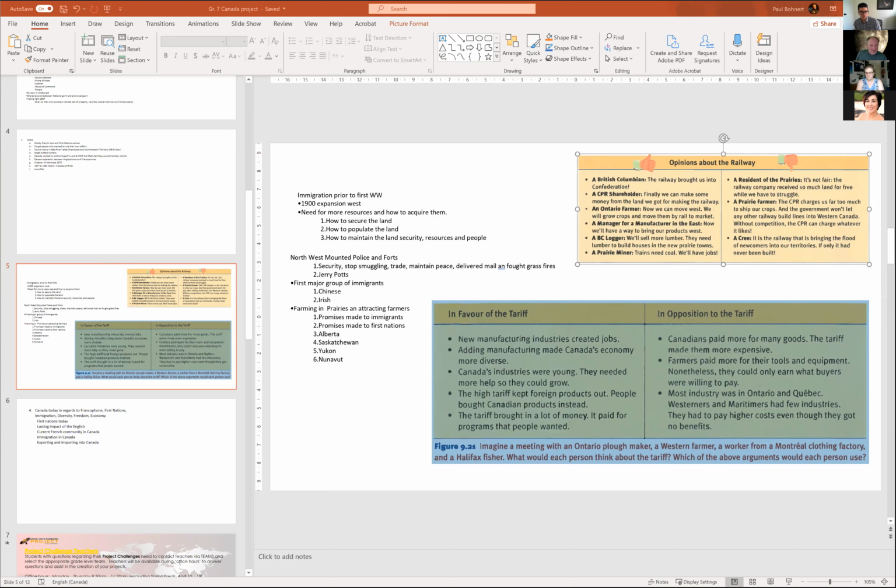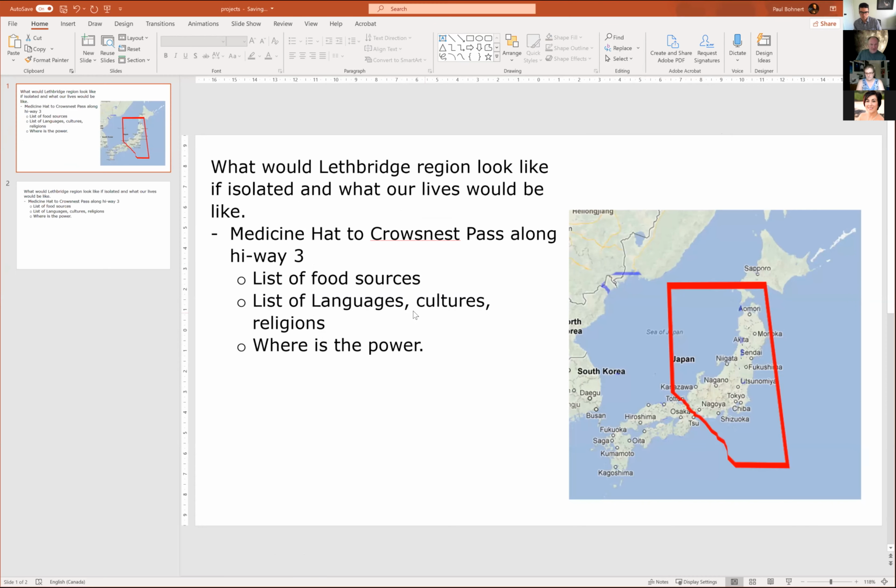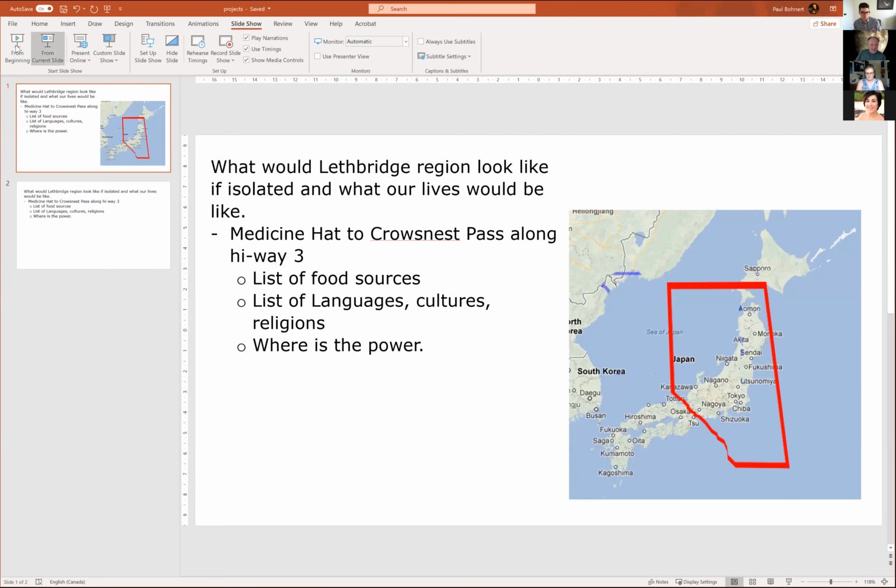So this one as well, just like the grade 7s, is still under work, but you'll get an idea where we're going with it. You'll see a picture here of Japan with an outline of Alberta. Oh, hang on a sec here.